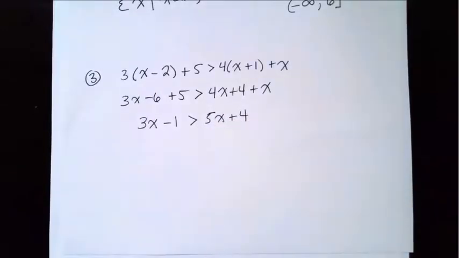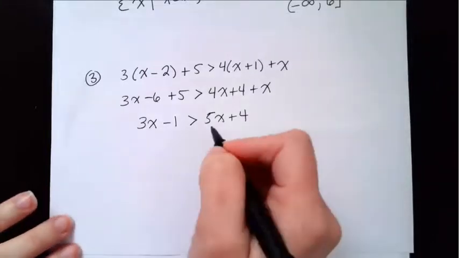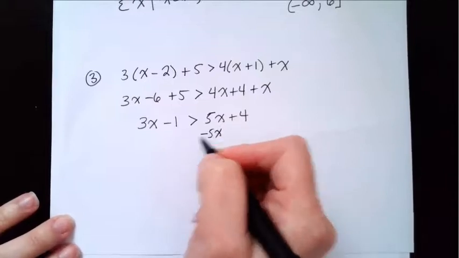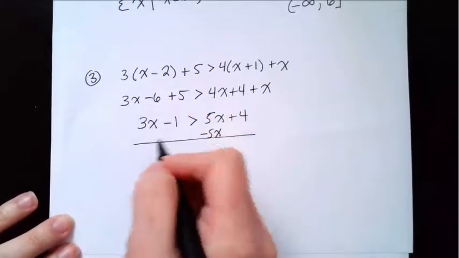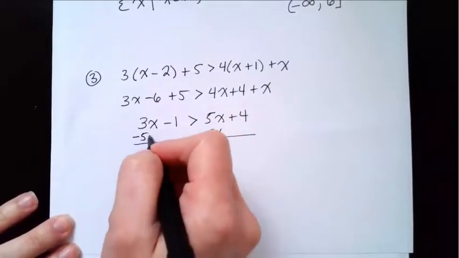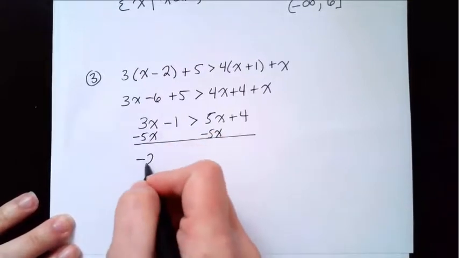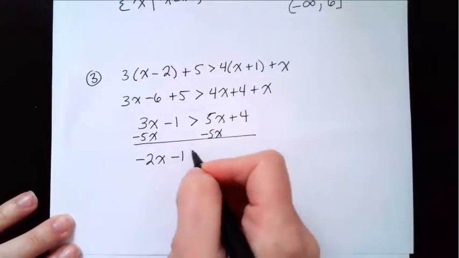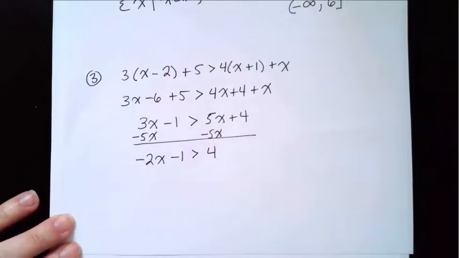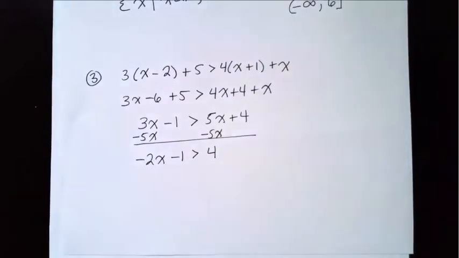Now once again, I have to add or subtract any of 4 different terms. If you like to have the variable on the left-hand side, and you always want to do that to help you with your graph, then certainly do that. So I'll do that here. That may make my coefficient negative, so I will have to remember that rule. So I now have negative 2x minus 1 is greater than 4.